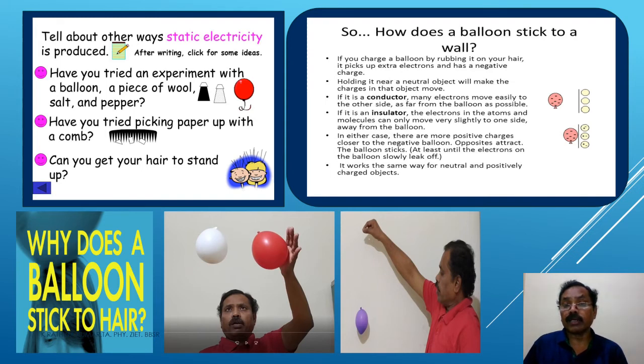If it is a conductor, many electrons move easily to the other side, as far from the balloon as possible. If it is an insulator, the electrons in the atoms and molecules can only move very slightly to one side, away from the balloon. In either case, there are more positive charges close to the negative balloon. Opposites attract, so the balloon sticks, at least until the electrons on the balloon slowly leak off. It works the same way for neutral and positively charged objects.